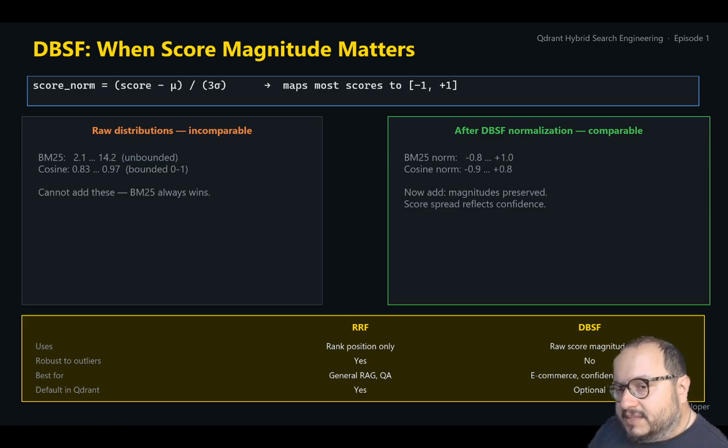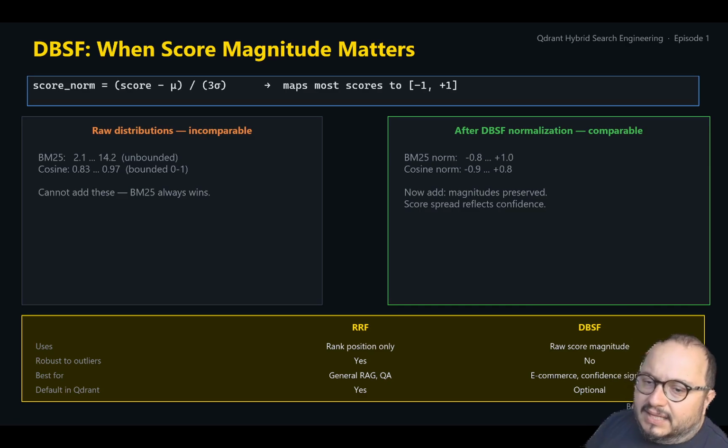After normalization, you can add the scores from both lists. Because they are now the same scale, the magnitude of the score is preserved. A document that scores 3 standard deviations above the mean in the dense list is generally more relevant, and DBSF reflects that.